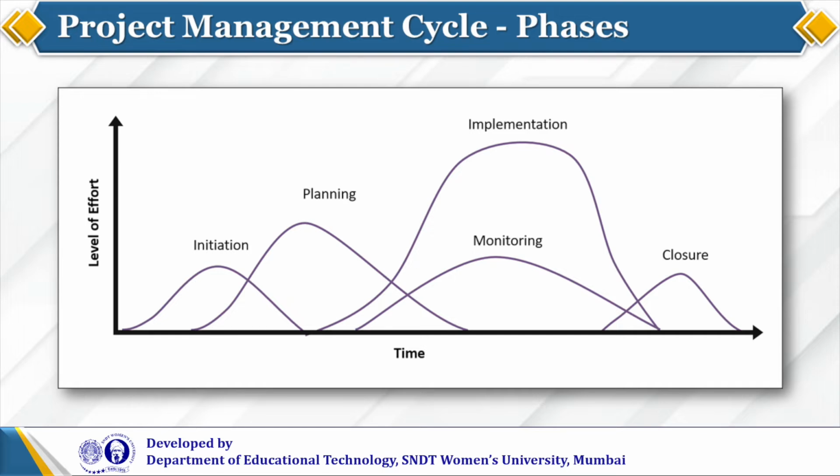And what is the y-axis? Level of efforts. So initiation requires less effort because there are fewer people. Planning requires a little more people. Monitoring requires even fewer people. But implementation requires a large number of people.